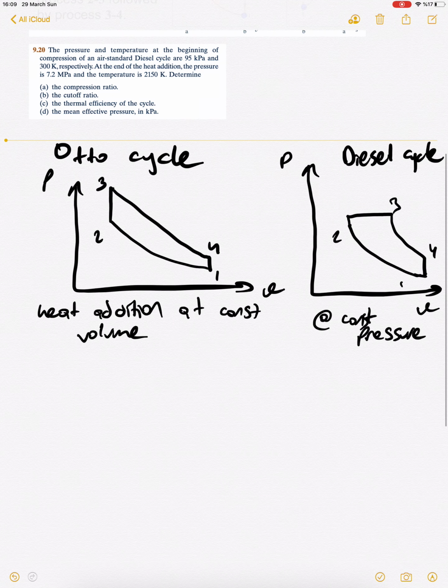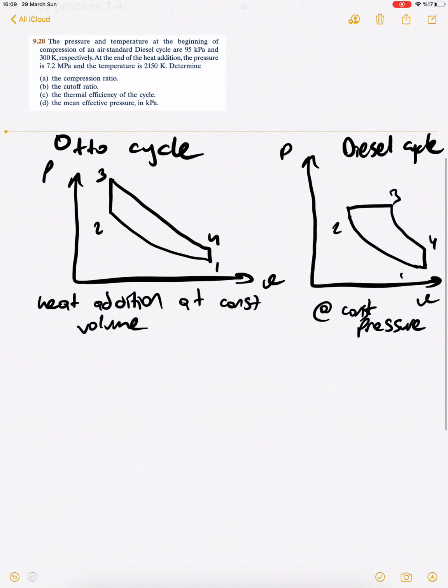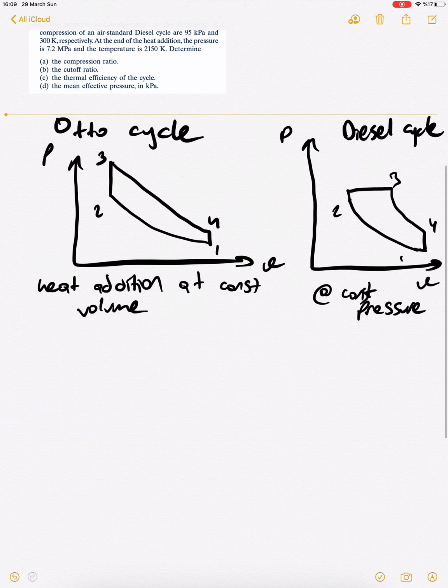Now, if you look at the example, the pressure and temperature at the beginning of compression of an air standard diesel cycle are 95 kilopascal and 300 Kelvin. At the end of the heat addition, the pressure is 7.2 megapascal and temperature is 2150 Kelvin. What's the compression ratio? What is the cutoff ratio, which is specific to the diesel cycles? The thermal efficiency of the cycle and mean effective pressure. These were similar requirements to the Otto cycle example.